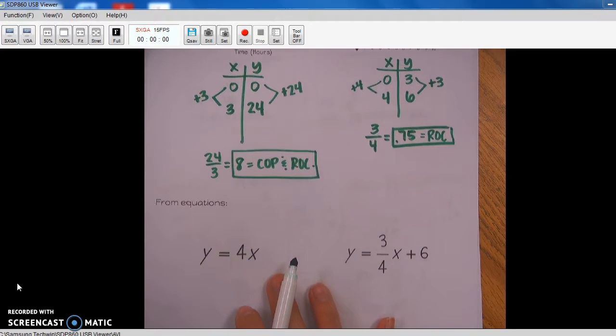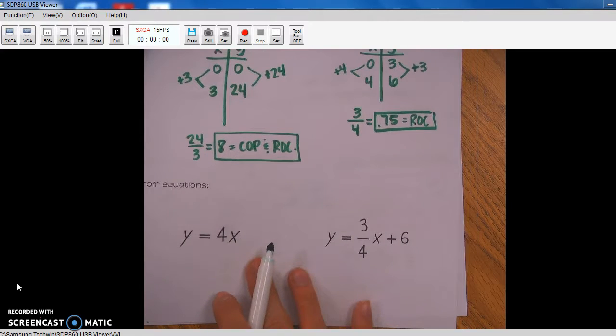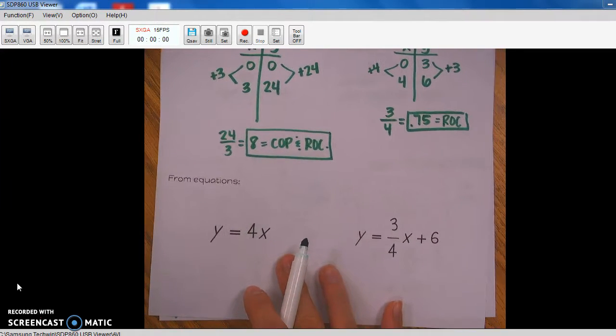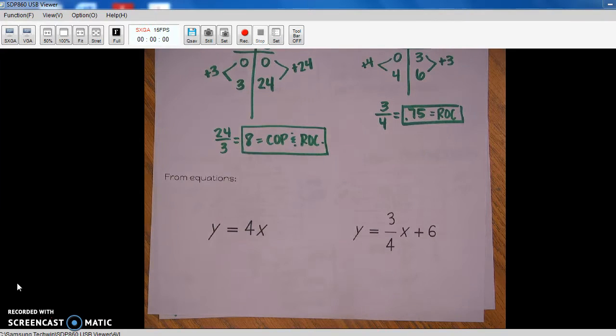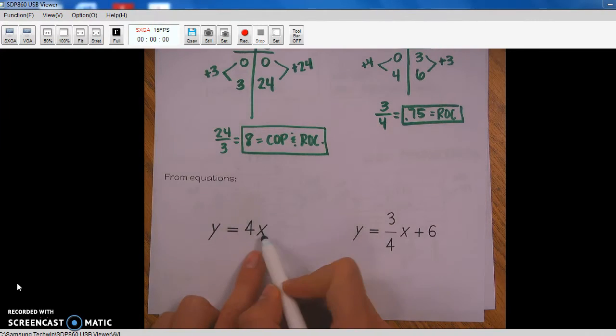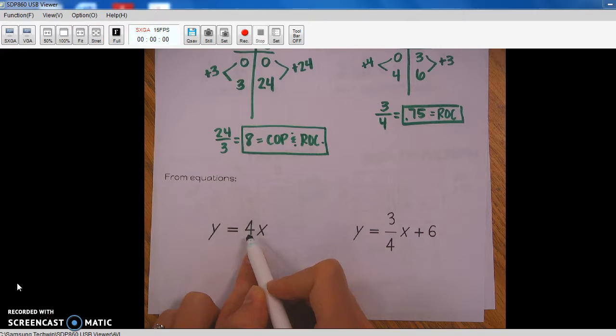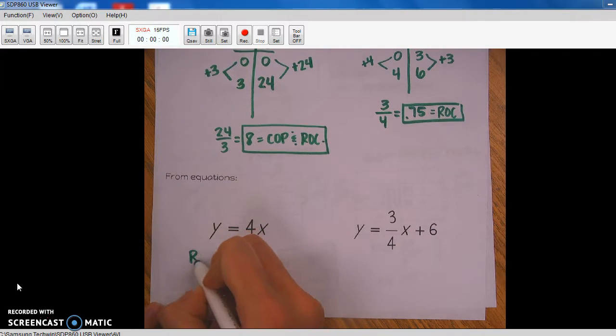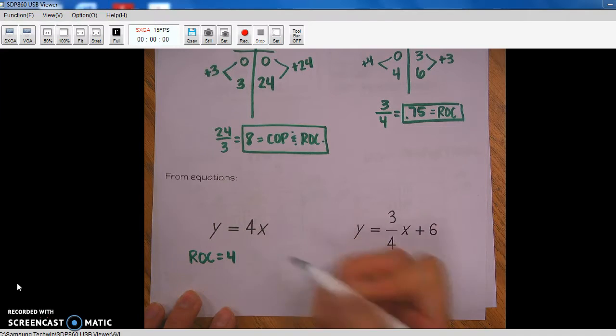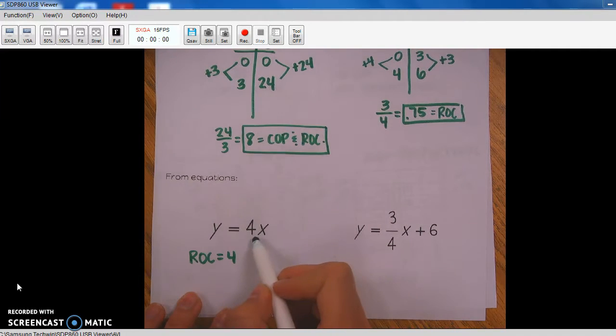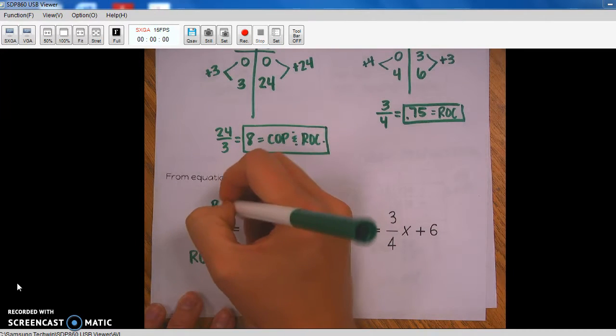When you're given an equation, it's actually really easy to identify the rate of change because the rate of change is always going to be the amount that's being multiplied by your variable x. So right here, x is being multiplied by 4, so I know my rate of change is 4. That's what's happening every time. We could say this is $4 per hour, and x just represents the number of hours, so our rate of change is 4.